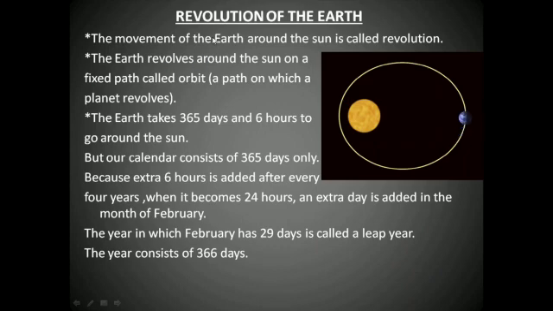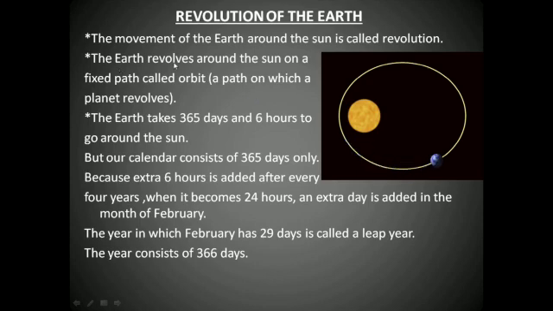Our next topic is revolution of the earth. What is revolution? The movement of the earth around the sun is called revolution. Here we can see the earth is revolving around the sun. So the movement of the earth around the sun is called revolution.